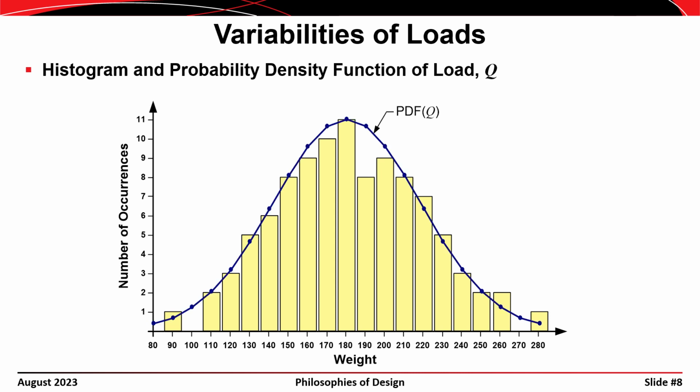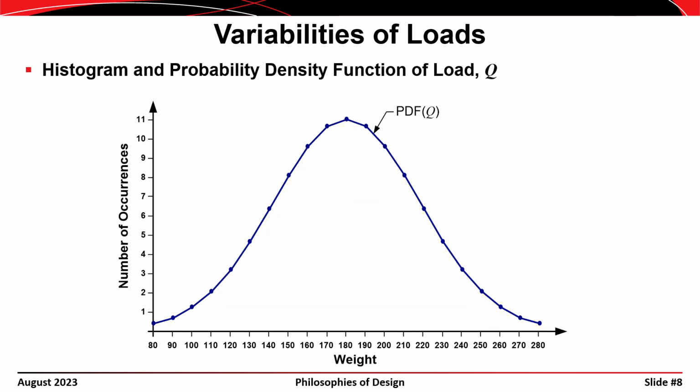A more useful yet way of presenting this data is to fit a curve to it, and we can call that a probability density function of Q. So that is a continuous curve. It's not a perfect representation of the data, but it is a statistically useful representation of the data. So then we make the histogram go away, and we work with this bell-shaped curve as a representation of the weight of 100 students that are in a hypothetical class.